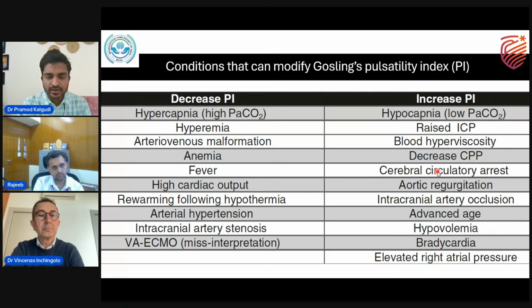We have to keep in mind whenever we are looking at pulsatility index, there are plenty of factors which can affect it. We might have to take care, especially of carbon dioxide, and then anemia, and any high cardiac output states or any arterial hypertension. These are the most common things which can reduce the pulsatility index, whereas certain conditions like hypocapnia or increased viscosity or any sort of regurgitant lesions would increase pulsatility index.